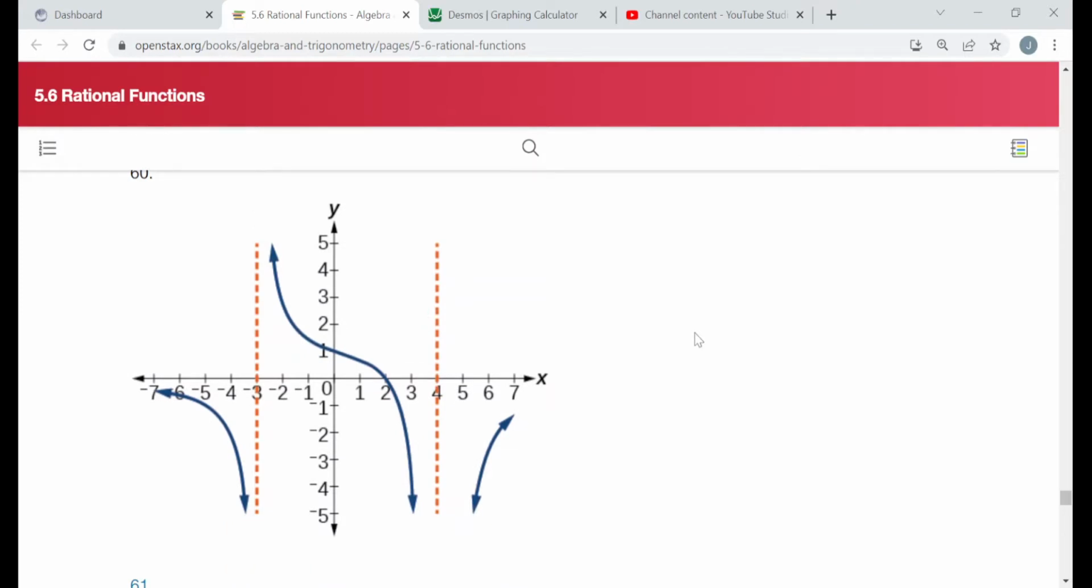I'm just going to write out the information. You don't have to see what I'm writing. I'll just say it, and you'll see it after I'm done. So I'm going to say, the vertical asymptotes, I'm clearly seeing those. The vertical asymptotes are at x equals negative 3 and x equals 4.